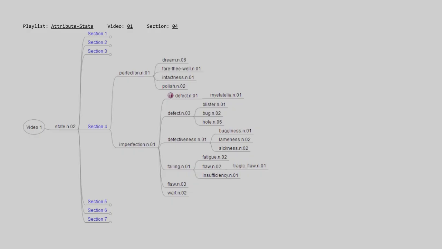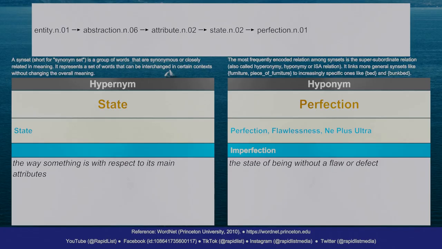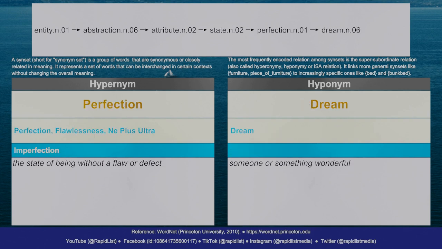Section 4. In this section, we will explore perfection and some hyponyms of imperfection. Perfection. The state of being without a flaw or defect. Dream. Someone or something wonderful. This dessert is a dream.